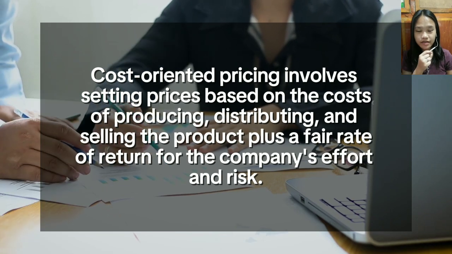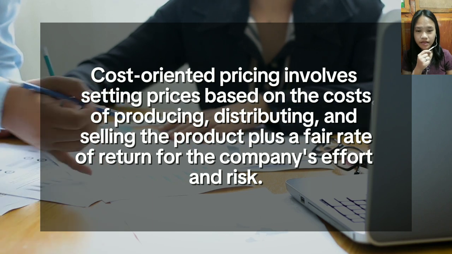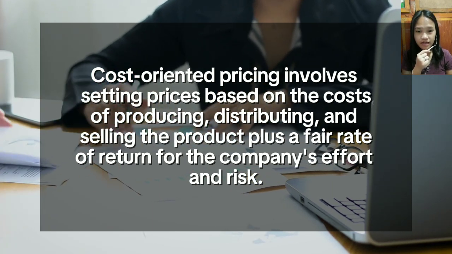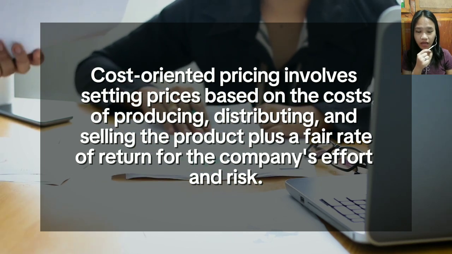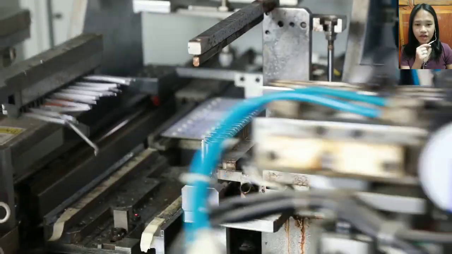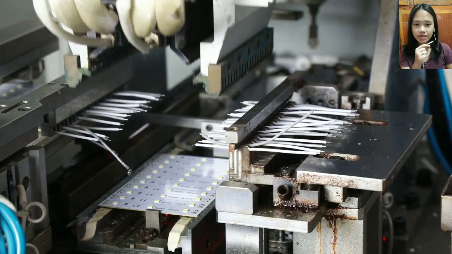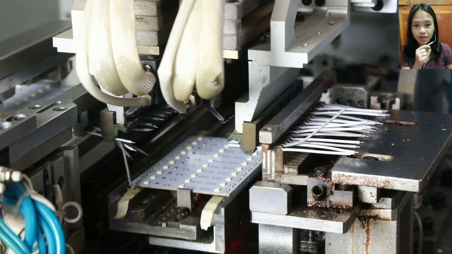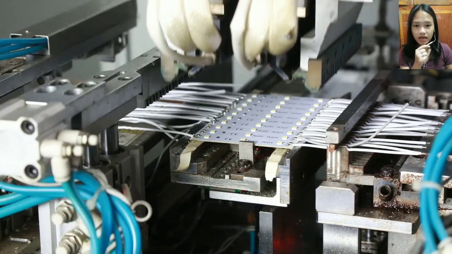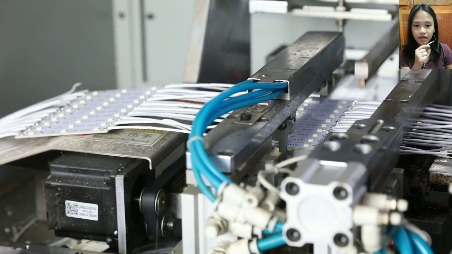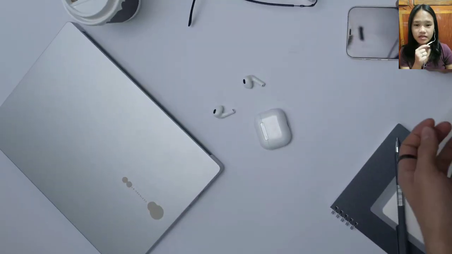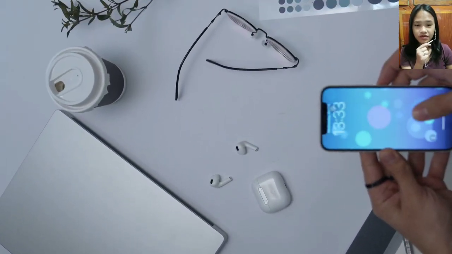Cost-oriented pricing involves setting prices based on the cost of producing, distributing, and selling the product, plus a fair rate of return for the company's effort and risk. A manufacturer of electronics may determine the total cost to produce a smartphone, including materials, labor, and overhead, is $300. They may add a 50% markup to ensure profitability, setting the selling price at $450.